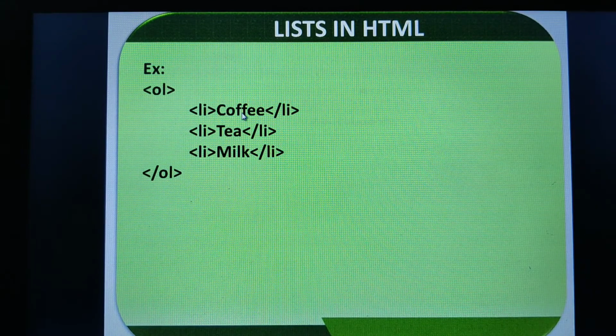So now I want to list the item coffee, I want to list the item tea, I want to list the item as milk. In order to list these items, I need to use the li tag. So all are having the opening as well as the closing tag. So li coffee, you need to list, close this particular list item. Similarly for the tea as well as milk.